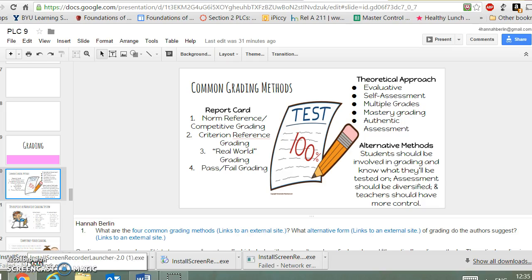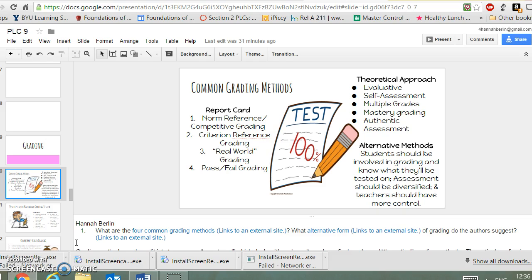Okay, mine is common grading methods, and on this reading that I was doing, they talked about two different kinds. So the first part of it is, what are the four common grading methods? And those are these report card types. And then what are alternative forms of grading that the author suggests? And we'll get into those in a little bit.